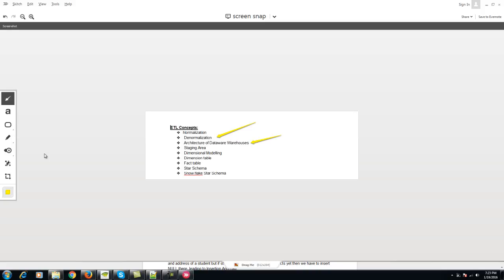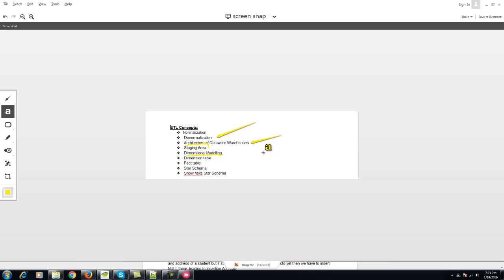We'll be talking about Kimball and Inmon. These are the two architectures or two thought processes which are very famous in data warehousing solutions. We'll be talking about certain concepts like staging area. What is a staging area? We'll talk about the modeling, how a data warehouse is modeled. We'll also try to create a sample data warehouse.